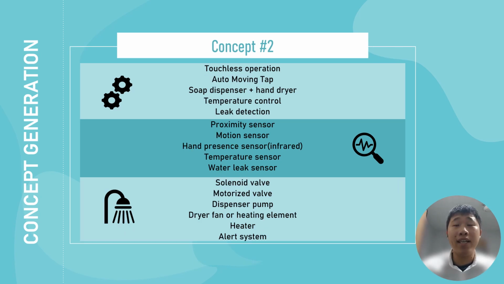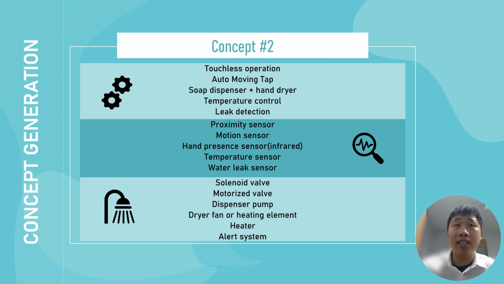Let's move on to the second design concept. Firstly, this design concept also features touchless operation, which is made possible by the integration of proximity, motion, and hand presence sensors. Secondly, this design features an auto-moving tap, which means that the tap will move towards the user's hands during operation. Thirdly, we combine the soap dispenser and hand dryer into the design, providing a complete hygiene solution in one device. Fourthly, this water tap also features the temperature control as described in concept number 1.